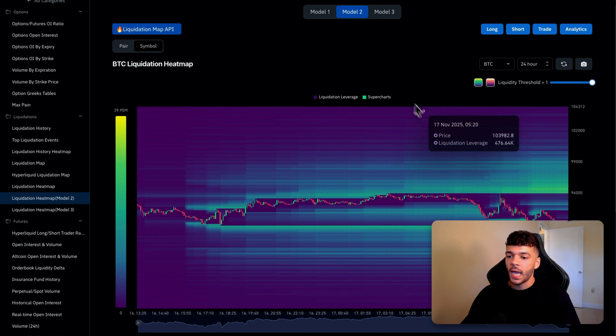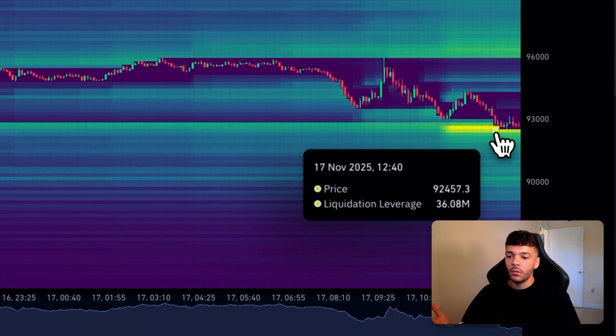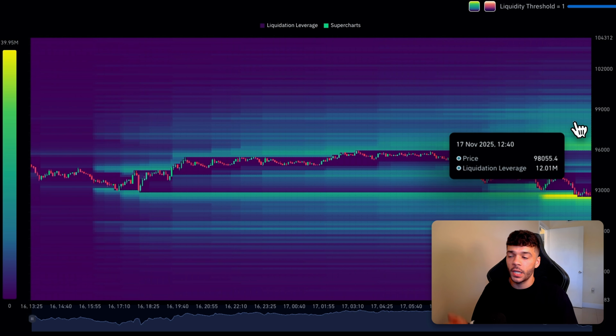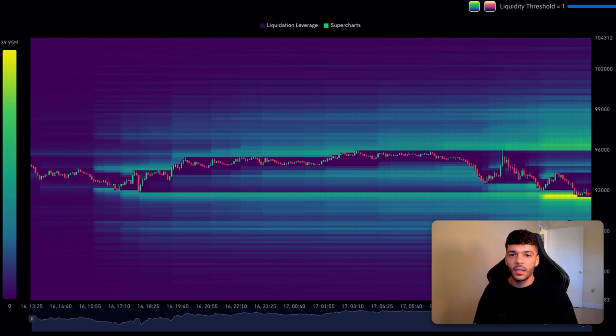Now, next is how to read this, guys. The bright yellow lines equal built up leverage. You can expect price to sweep these levels before a major move in either direction. Now, here's the rule. Price moves toward liquidity like a magnet, but only if it aligns with the bigger setup. So just because you see these yellow bars here on the liquidation map does not mean the market is going to nuke through those levels or bounce off those levels. You have to remember it's context over colors.